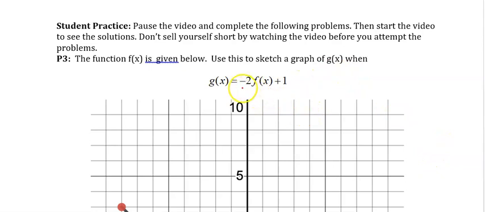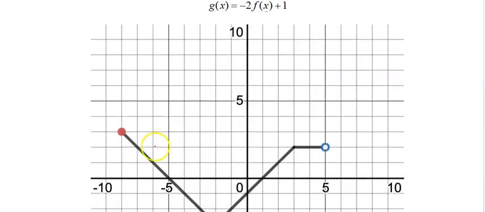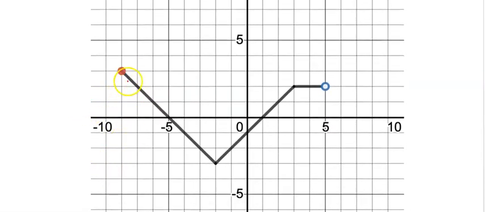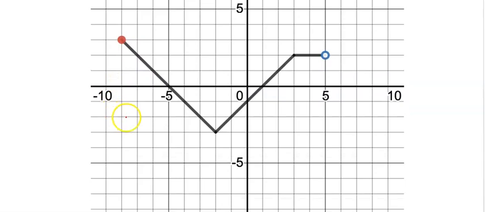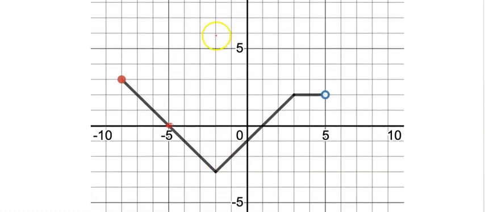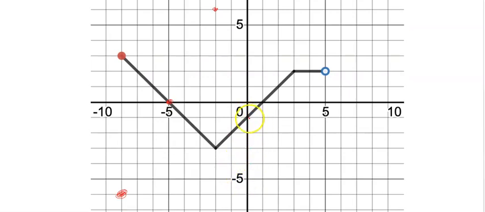All right, so this first one, g of x is negative 2 f of x plus 1. So I haven't done anything in the parentheses, so I don't do that. So I do negative 2 times all the y values here first. So I'm going to do a negative 2 times a 3 and get a negative 6 for this y value. I'm not doing anything to the horizontal here. So that one becomes there. Negative 2 times 0, remember we're looking at the y values, is still 0. Negative 2 times negative 3 is going to become a positive 6. And negative 2 times a negative 1 is going to become a positive 2.